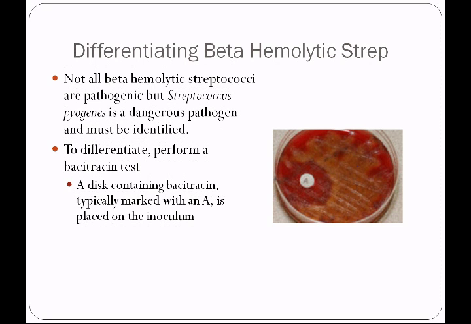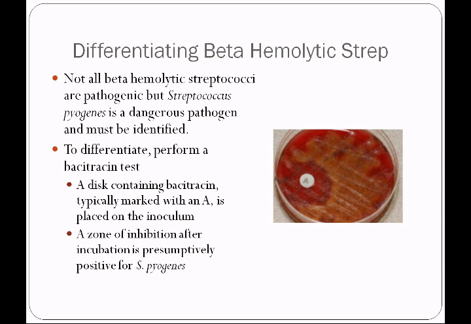Bacitracin is an antibiotic, and it is impregnated into a disc. The disc is typically marked with the letter A. It's placed on a heavy inoculum, perhaps on a T-streak of the organism, and then it is incubated. Following incubation, a zone of inhibition is presumptively positive for Streptococcus pyogenes.